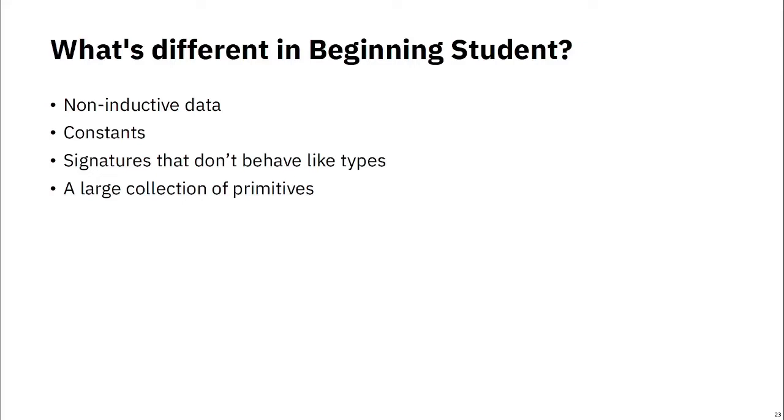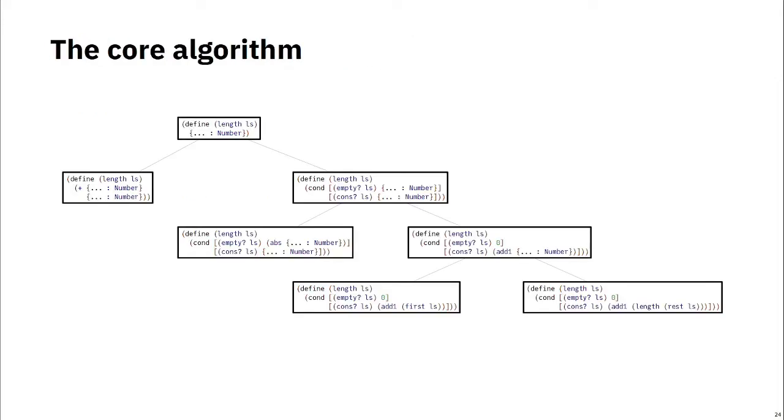In the beginning student language, we also have various signatures that don't quite behave like types. For example, early in the class we introduce intervals, which represent closed and opened intervals of numbers, which aren't usually expressible in the standard type system. Finally, in beginning student we have a large collection of primitive functions, like plus, max, substring, string append, and so on. These aren't things that reasonably show up in the Myth language, as again, they only have inductive data.